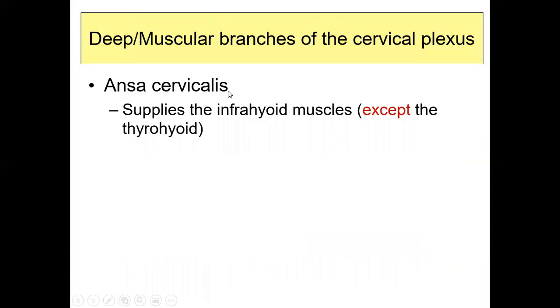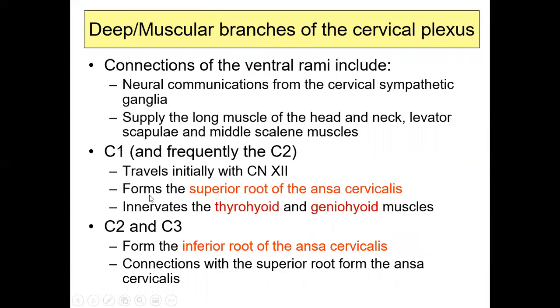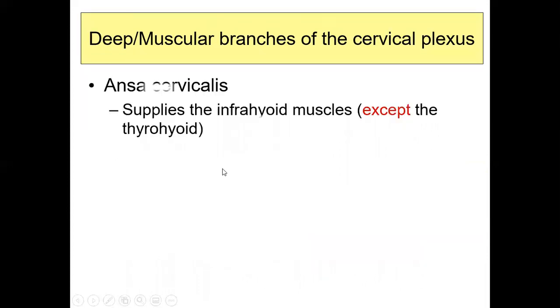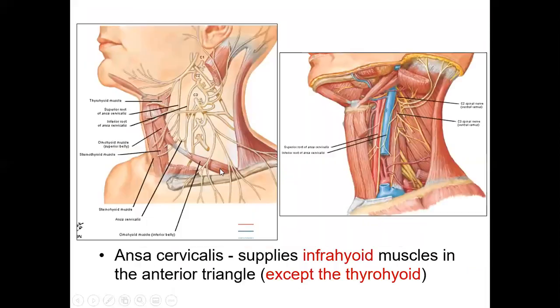And then we go back here. C1 innervates the thyrohyoid muscle and also the geniohyoid muscle. For the inferior root, C2 and C3 form the inferior root of the ansa cervicalis. If you see from this picture, this is more clear. So it forms the complete loop of the ansa cervicalis: inferior root, superior root.